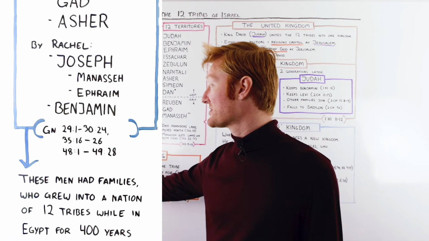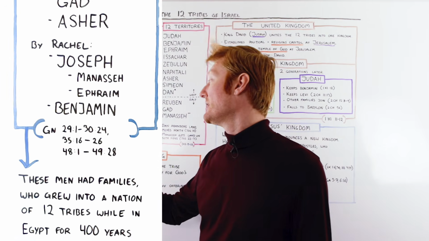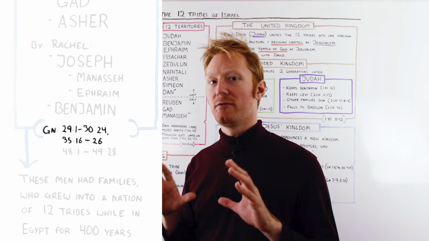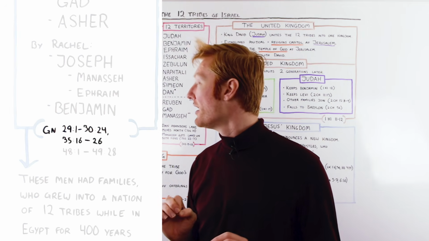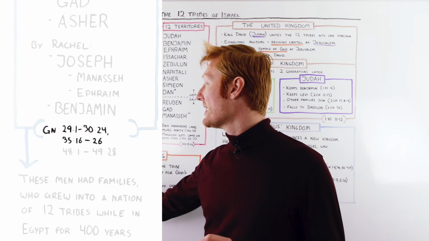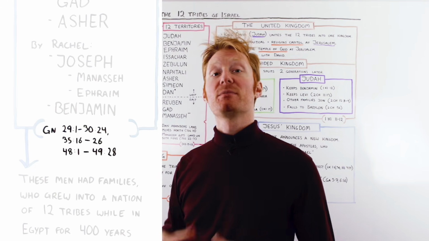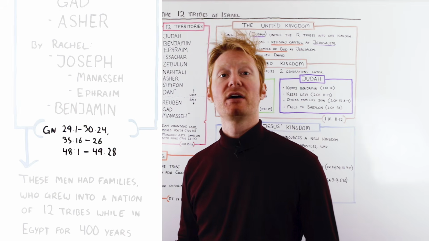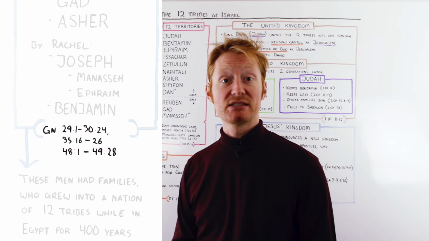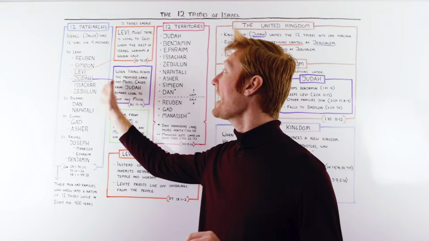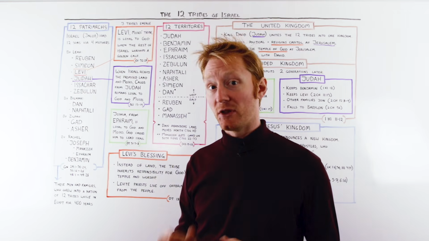You can read some of the stories of how they were born in chapters 29 and 30. In chapter 35, you get a very succinct summary of the children of Israel. And then in chapters 48 and 49, you see some of the prophetic blessings that Jacob gives to his sons. But for now, what we want to do is just get a high-level overview of who these people are.